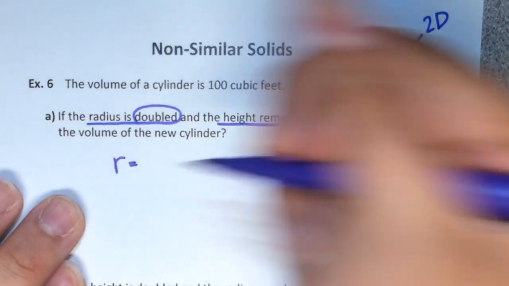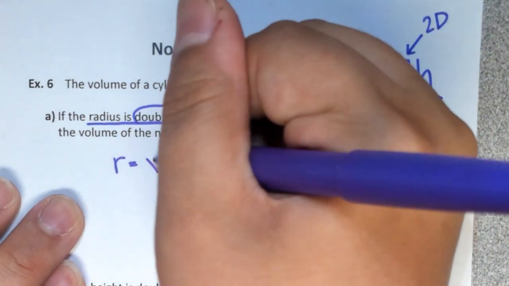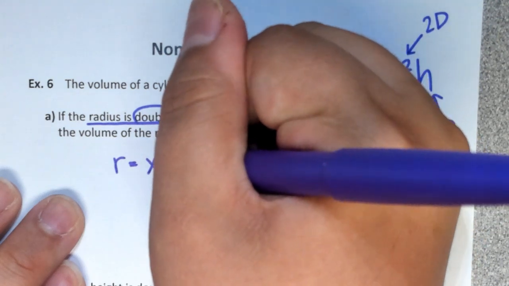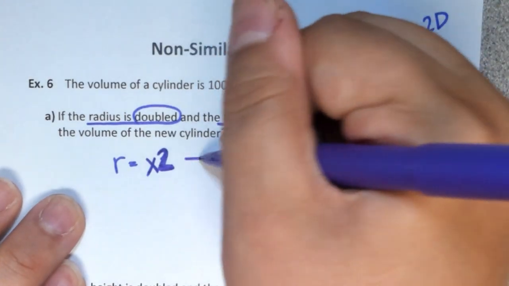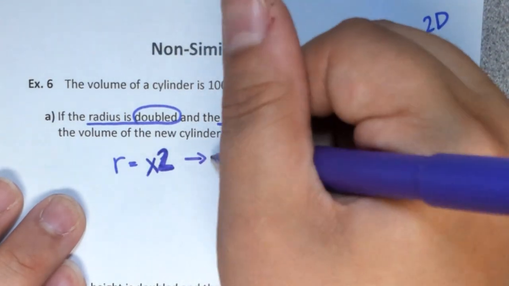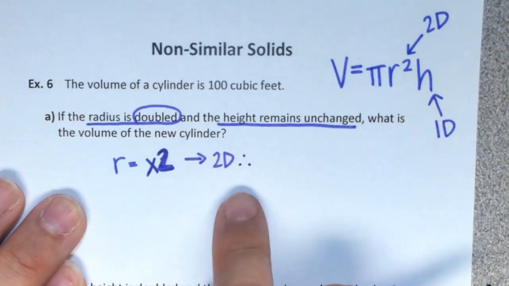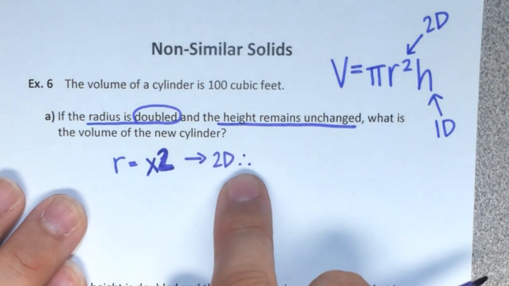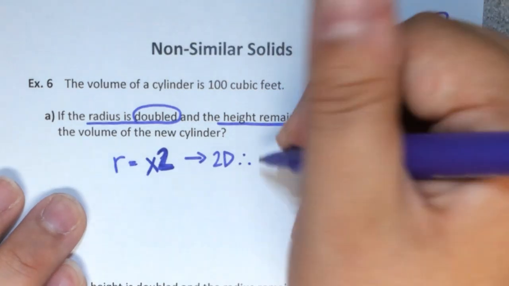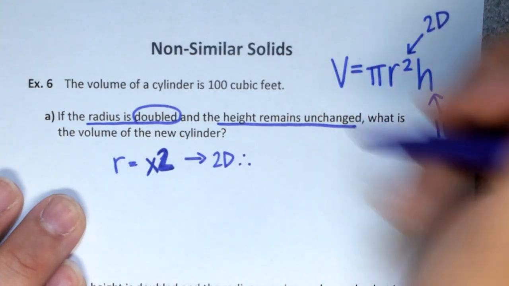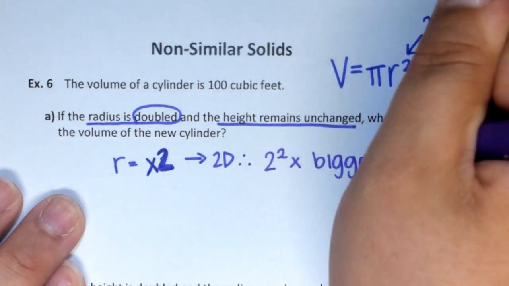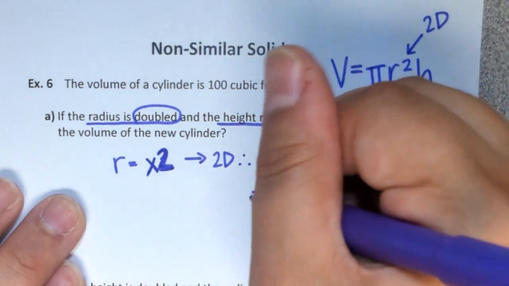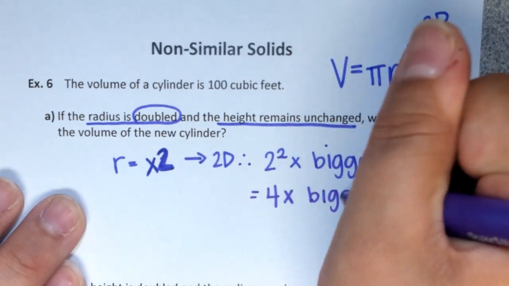Well, if my radius doubled means what? If my radius is times 2, how many dimensions is the radius? 2D. Do y'all see how I just made a triangle with 3 dots? That means therefore in math. You're going to see that a lot in Algebra 2 and Pre-Cal. Therefore, my radius is actually 2 squared times bigger. Well, what's 2 squared? So this is going to be 4 times bigger.